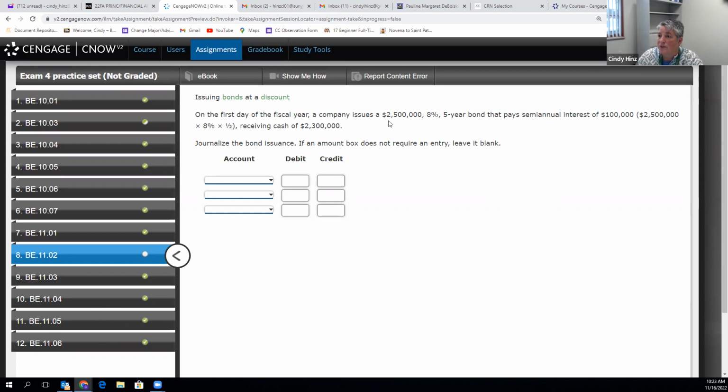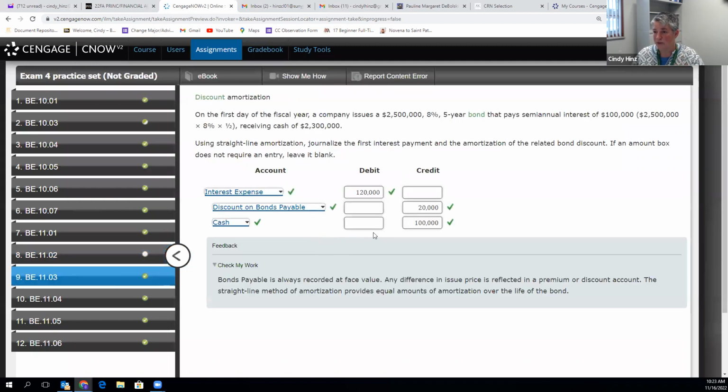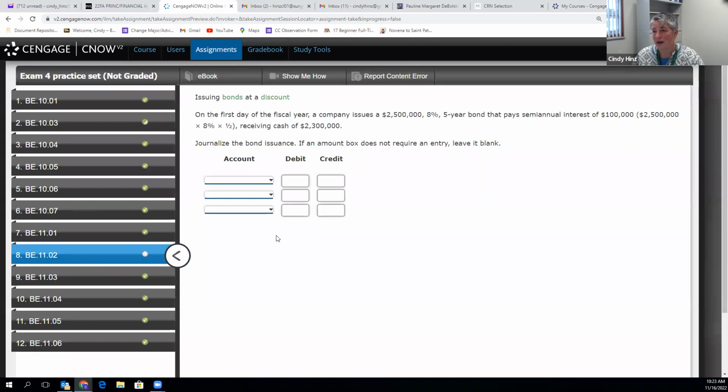So on the first day of the fiscal year, a company issues a $2.5 million bond, and we received cash of $2.3 million. This is the same bond that we already covered in exercise 9, where we reported that interest payment. So we've already seen this bond, but because of the request from one of the people who were here live, we've already seen the interest payment.